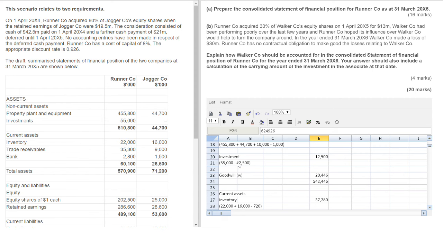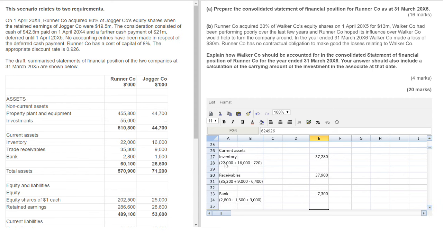And then we deducted the investment that the parents had in the subsidiary. The only investment the parents had made and recorded was that of the cash payment of 42.5 million. As there were no entries for the deferred cash payment, we didn't need to make any adjustment to the investment in this instance here. The goodwill we got from our workings, which we worked through step by step.